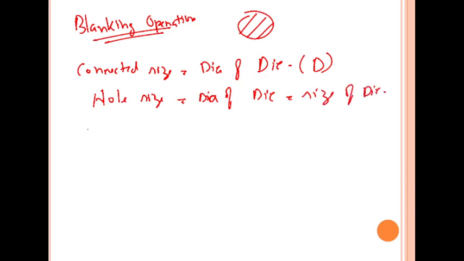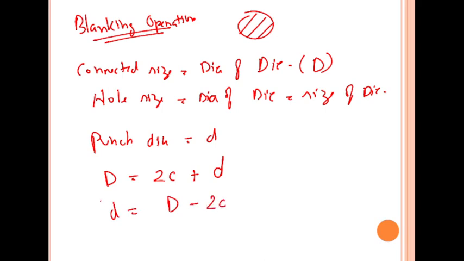So what will be the punch diameter in case of blanking operation? The punch diameter will be punch dia, small d. We know that the diameter of the die is equal to 2c plus diameter of the punch. Let us neglect the diametral allowance for a second. So the diameter of the die is equal to 2c plus diameter of the punch. Therefore the diameter of the punch will be diameter of the die minus 2c. This will be the formula for diameter of the punch in case of blanking operation.